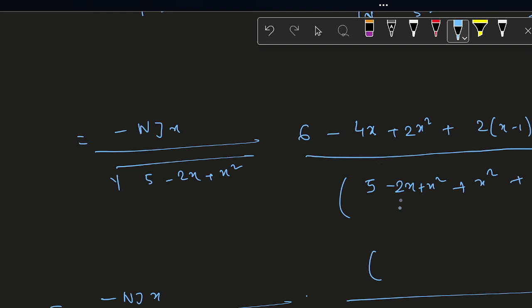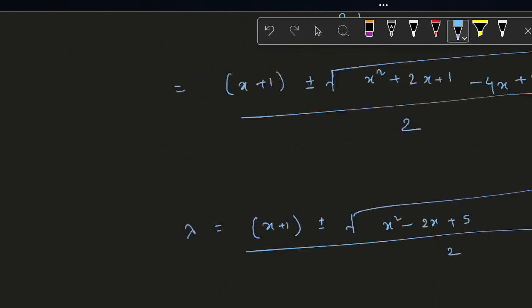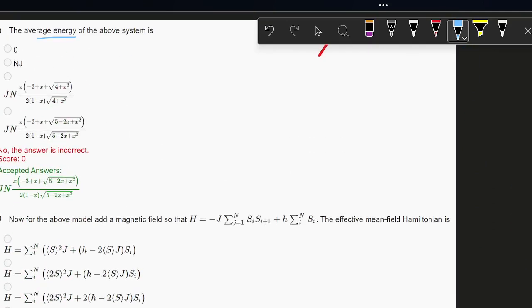And so this part, if you try to cancel it out, we can write down as 4 minus... the final form, let me write it down first. 6 minus 4x plus 2x squared plus 2x minus 1 root over 5 minus 2x plus x squared. But this can be your final answer, but I think in the problem the options are given in a different form.